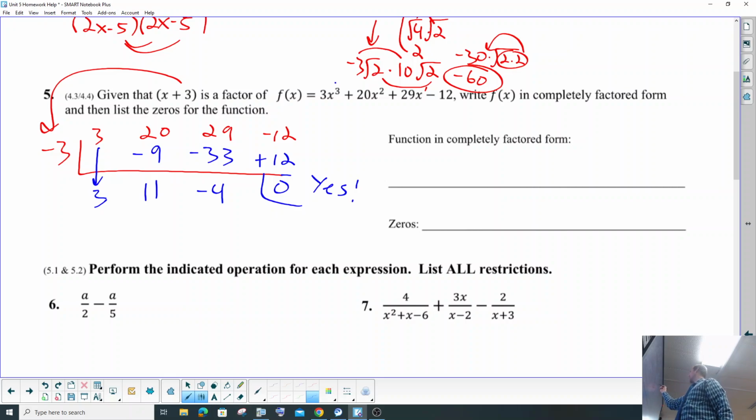Remember, it's 1 power less. So that's going to be 3x squared plus 11x minus 4. So function in completely factored form. Okay, so we're going to have to factor it. Let's factor it. So 3x squared factors into 3x and x.